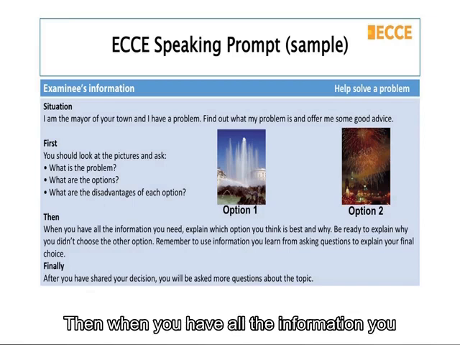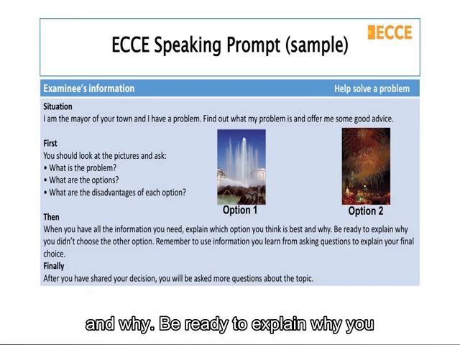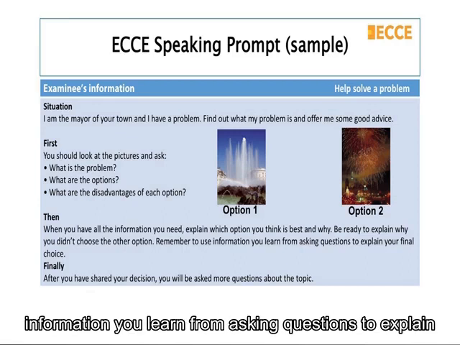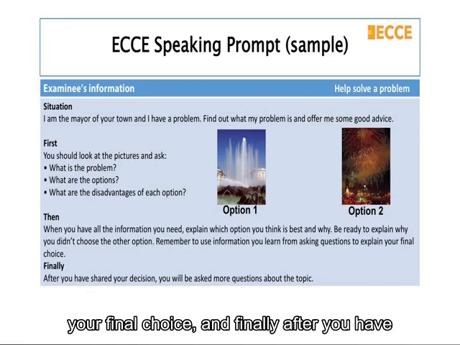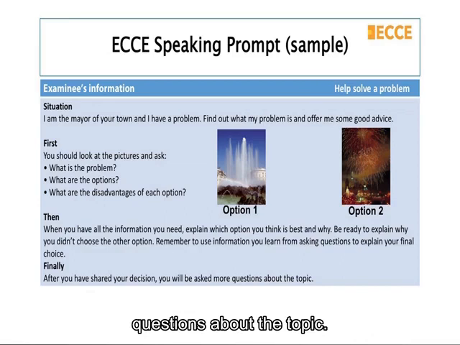Then when you have all the information you need, explain which option you think is best and why. Be ready to explain why you didn't choose the other option. Remember to use information you learn from asking questions to explain your final choice. And finally, after you have shared your decision, you will be asked more questions about the topic.